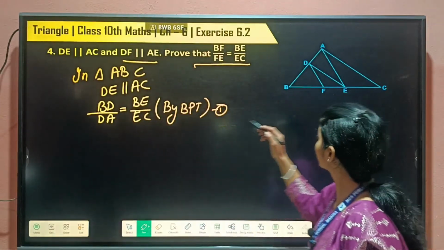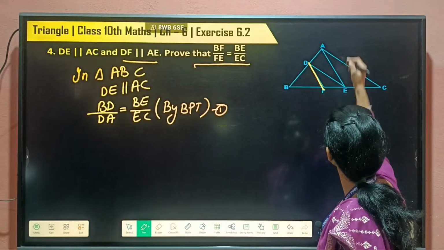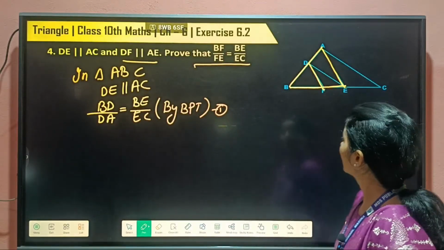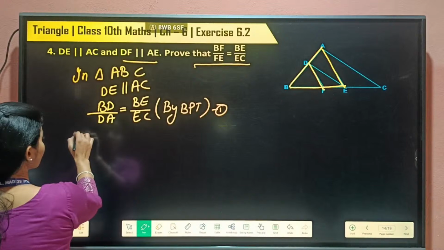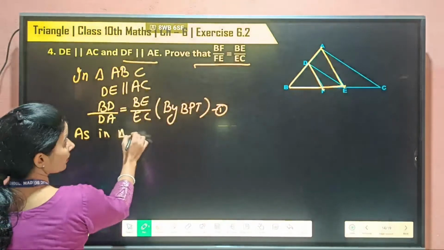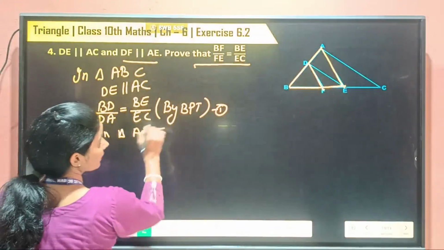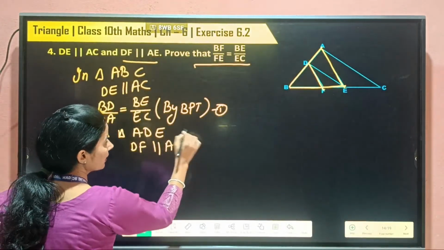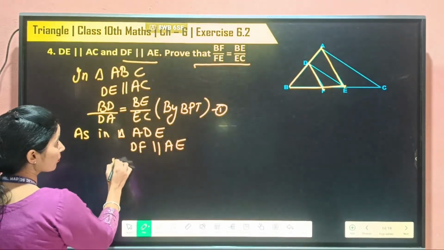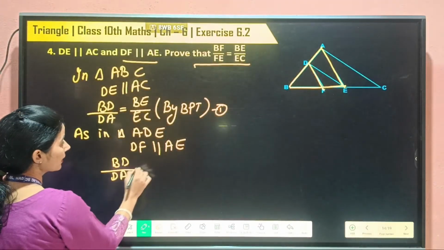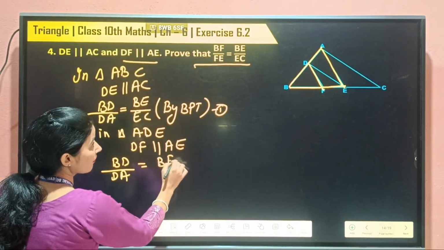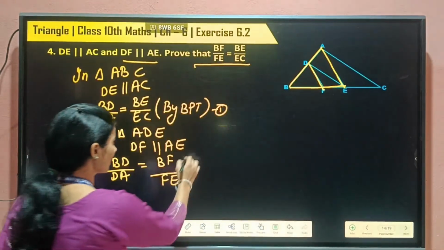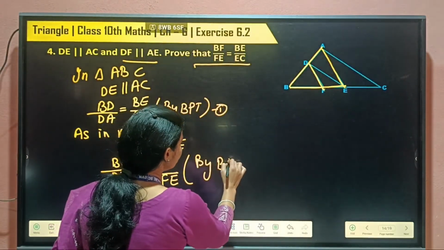Where is DF? This DF is parallel to AE. Now I want to work in triangle ADE. This DF is parallel to AE. Then I can write BD by DA equals BF by FE. This is by BPT theorem.